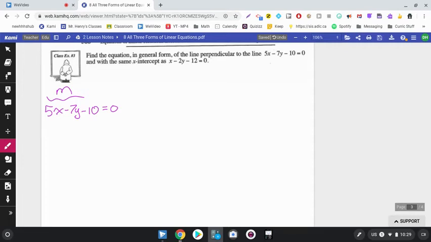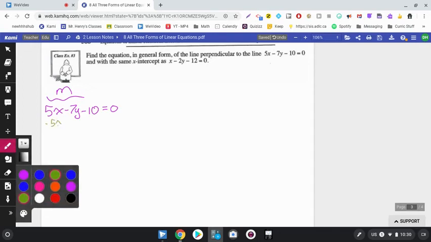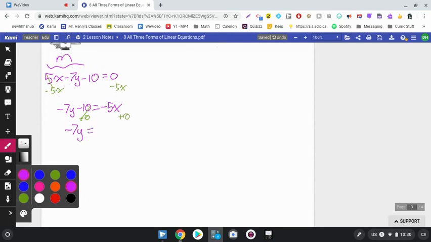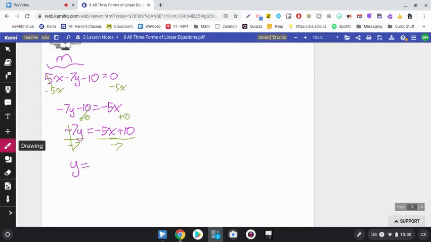And then if I were parallel to it, I would take that same slope. Here I'm perpendicular, so I'm going to find a perpendicular slope. So I have to do some rearranging. Minus 5x, minus 5x. Negative 7y minus 10 equals negative 5x. Add 10 to both sides, get rid of that constant. Negative 7y equals negative 5x plus 10. And divide away that coefficient. Divide by negative 7. Okay, so almost the exact same thing we just did. Y equals negative divided by negative, positive 5/7 x minus 10/7.